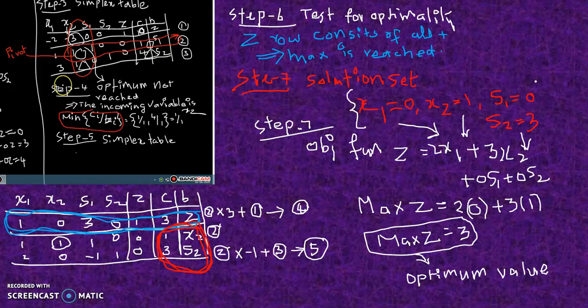See here, this is the solution set. x1 is equal to 0, x2 is equal to 1, s1 is equal to 0, s2 is equal to 0. Any variable which is not coming in the basic variables, we have to take it as 0. If any value is coming here, we take that value. So we substitute, and finally we get the answer, and that completes the whole problem.